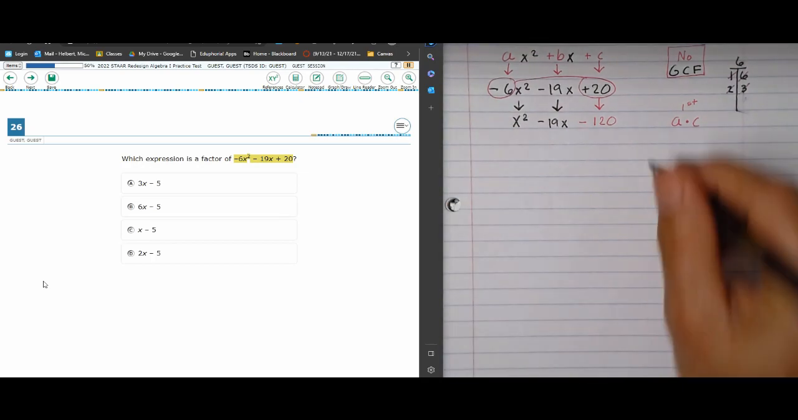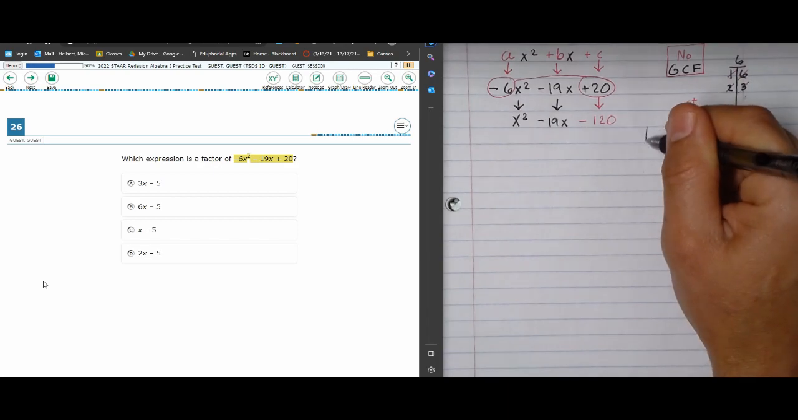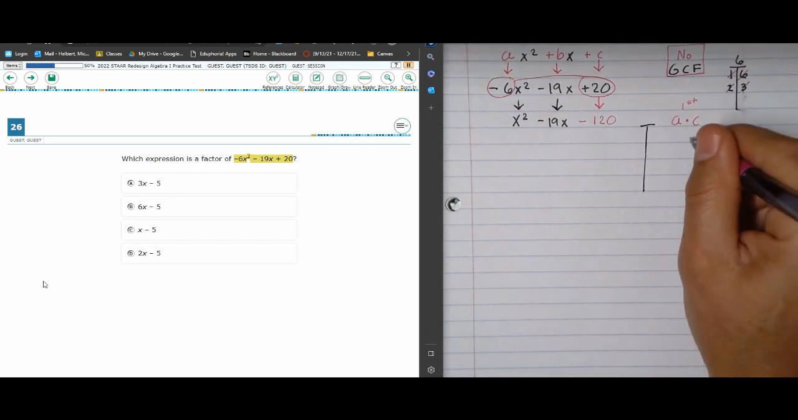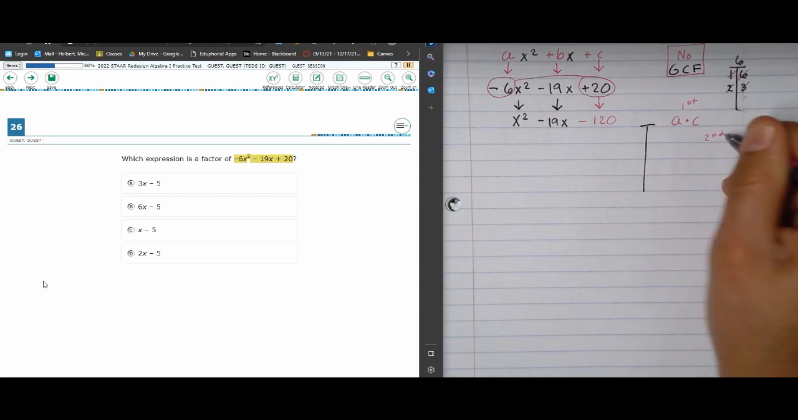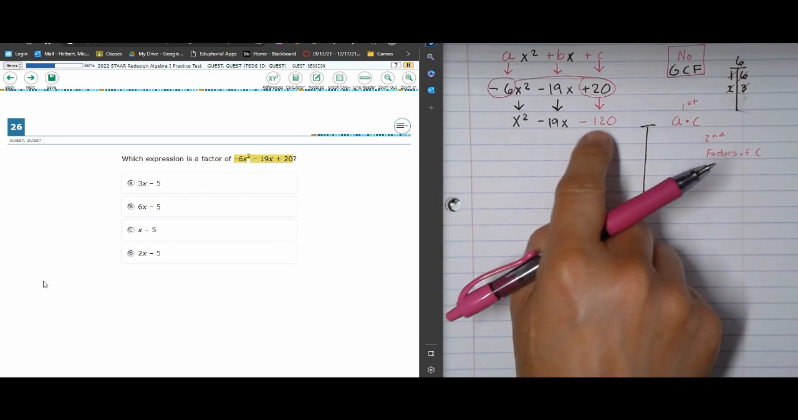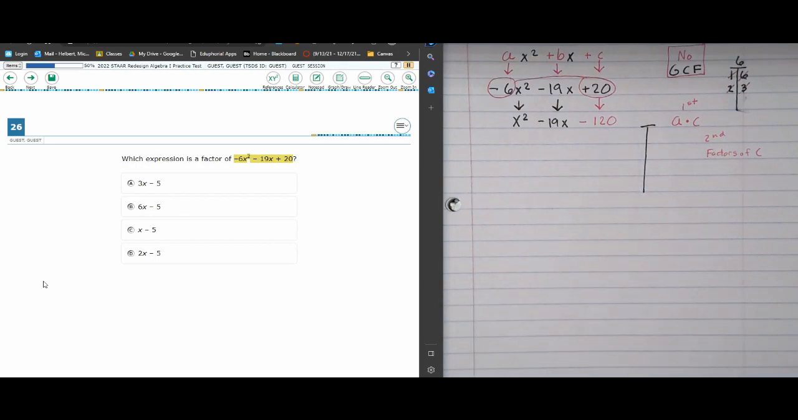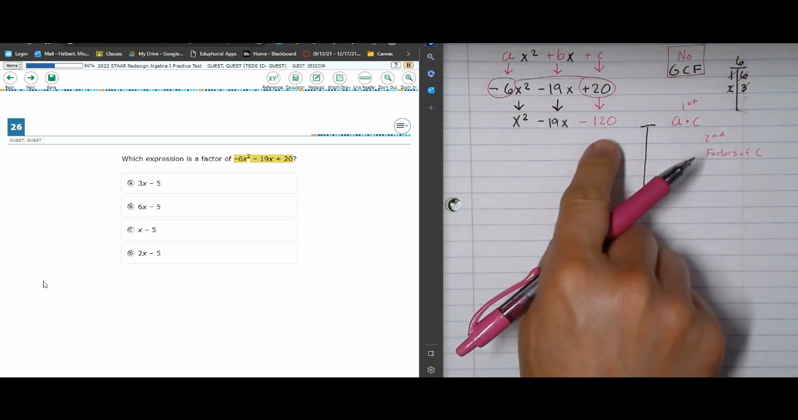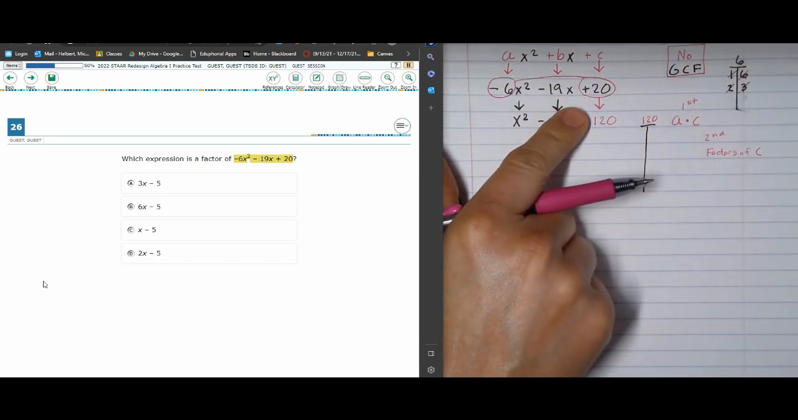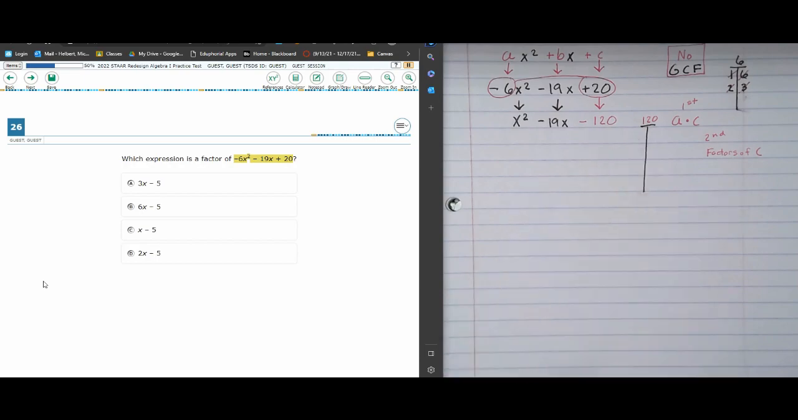Now what I want to do at this point is create my factor tree. So I'm going to put my second step here: second, factors of c. We want to find our factors of c. What numbers can multiply to give me negative 120? We really just want to focus on the value. Don't even worry about the sign right now. So let's go ahead and write those out.